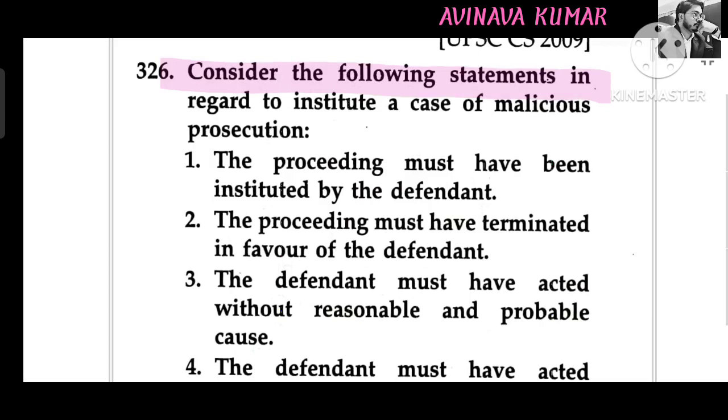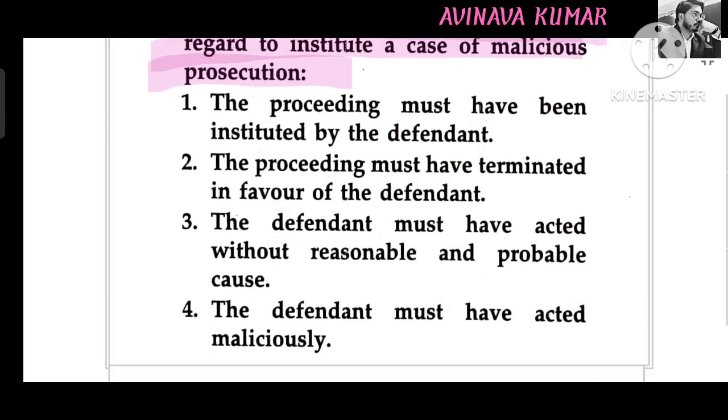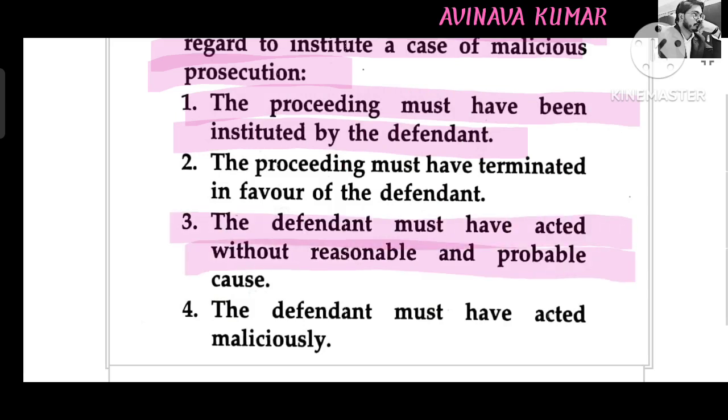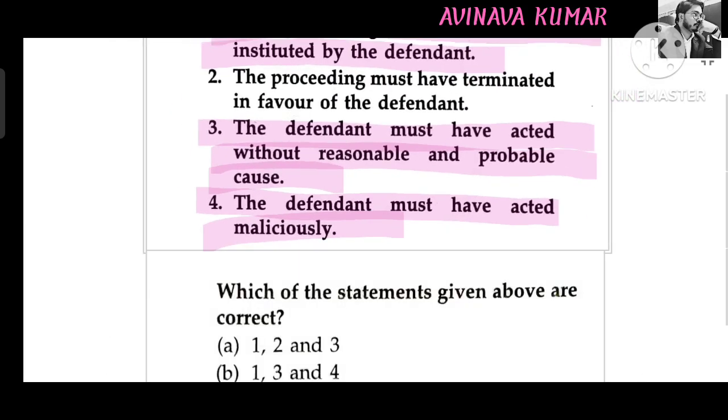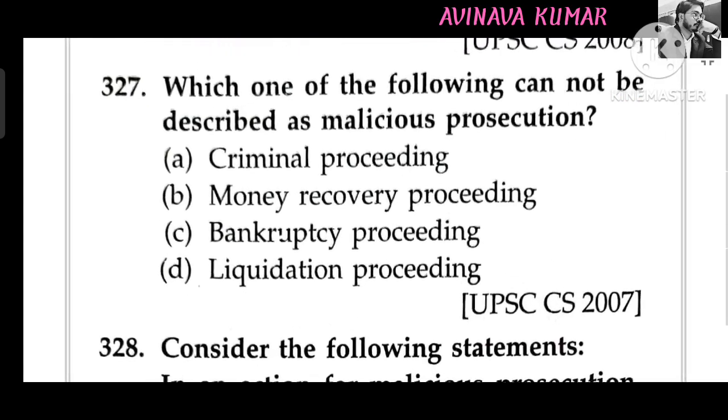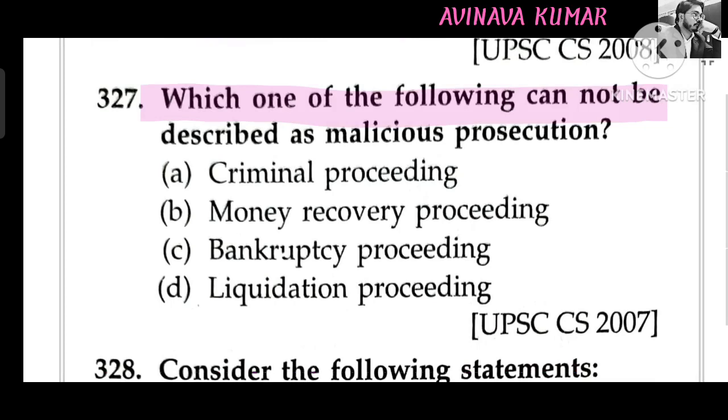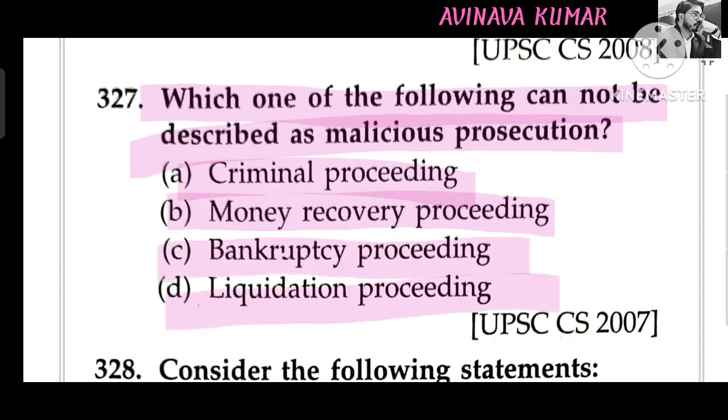Consider the following statements regarding the institution of a case of malicious prosecution. The proceeding must have been instituted by the defendant. The defendant must have acted without reasonable and probable cause. The defendant must have acted maliciously. Which one of the following cannot be described as malicious prosecution? Money recovery proceeding. Which one is described? Criminal proceeding, bankruptcy proceeding, liquidating proceeding.